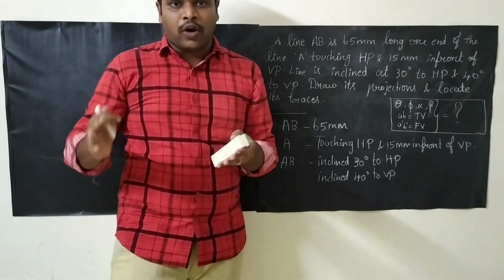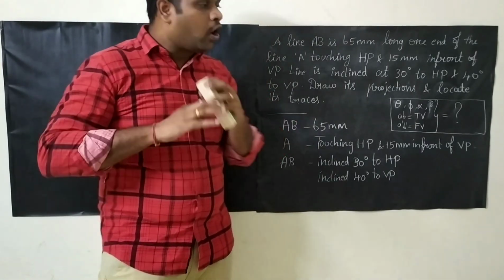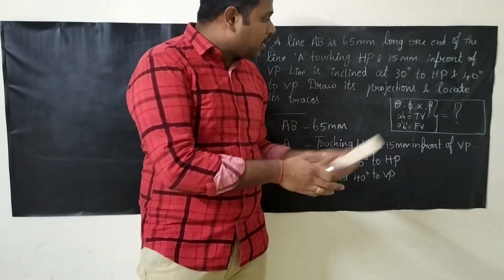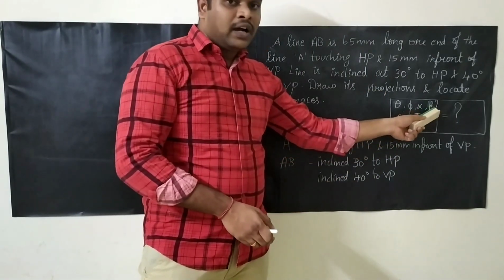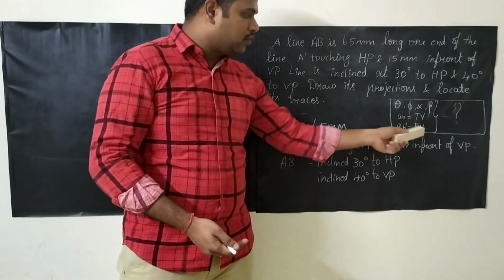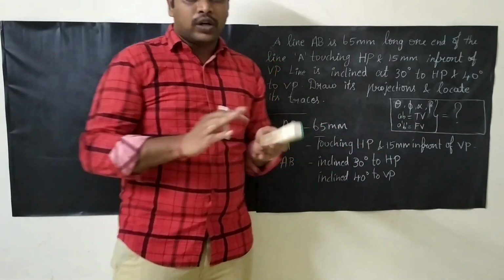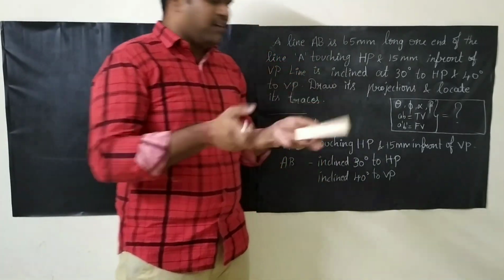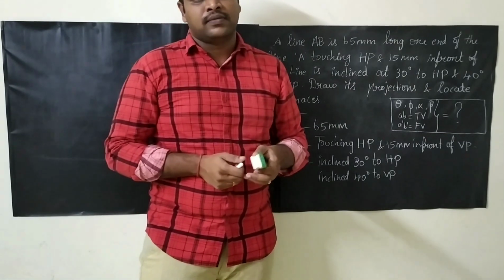So we will be drawing the front view, top view, and finding all the inclinations, whatever angles we will be getting, like theta, phi, alpha, beta, and the true length. That is, top view will be AB and front view will be A dash B dash. Whatever lengths we are getting, we will be finding from the solution, and finally we will be drawing the traces.